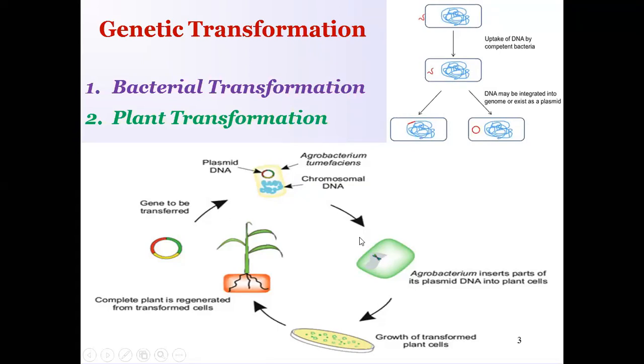So we have transferred this gene into the plant cell, and from that one cell we will be generating the whole plant, and that will be known as a transgenic plant, or a GMO, meaning a genetically modified plant. So this complete plant is regenerated from transformed cells. So basically there are two steps: the bacterial cell transformation and plant transformation. These two transformations will be the focus of this lecture.